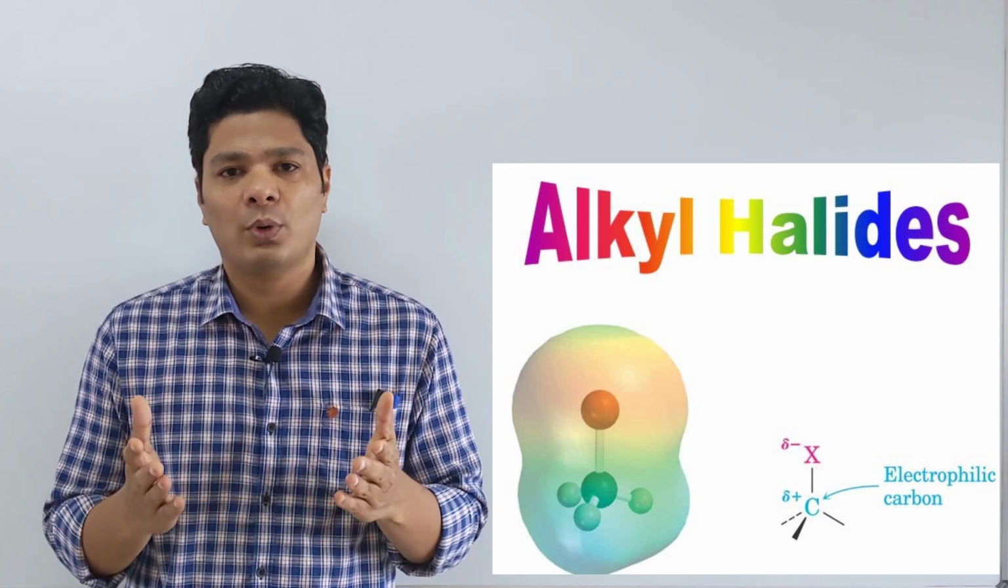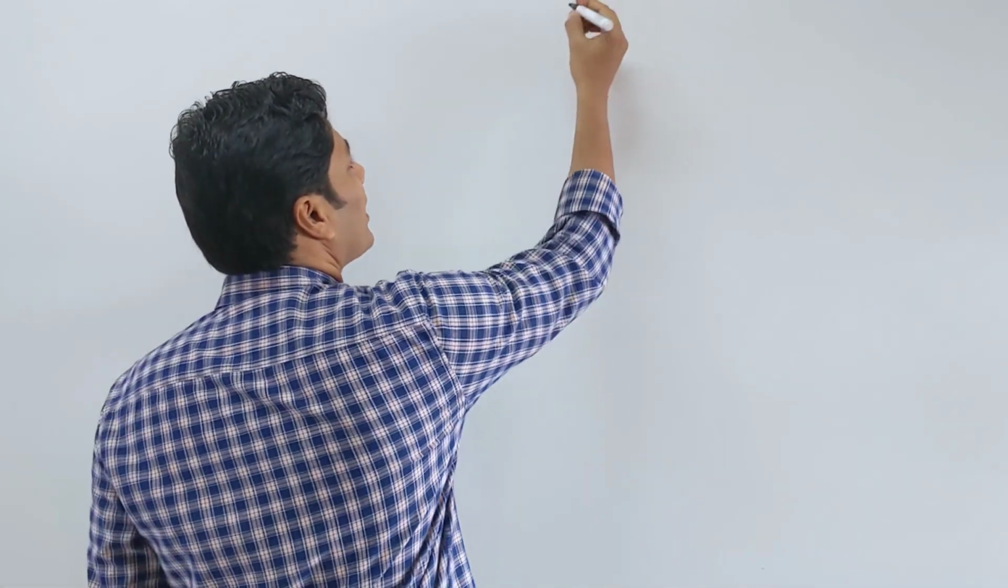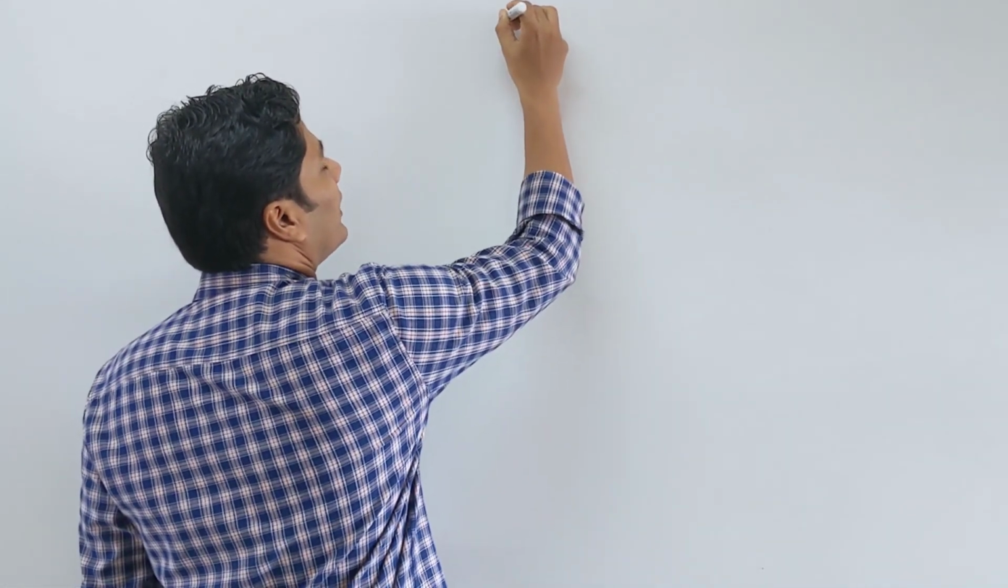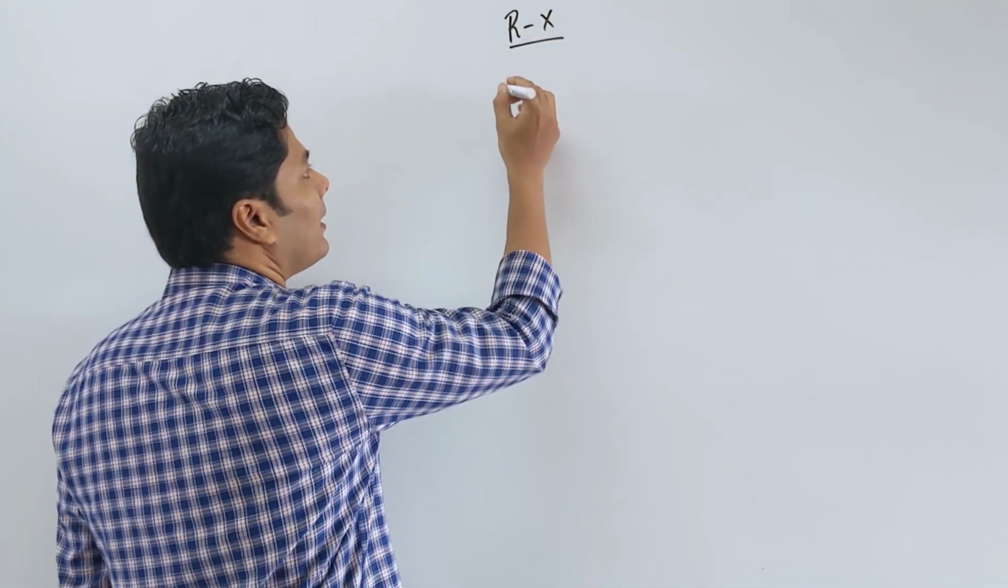You can classify them broadly. One is your haloalkane, the other one is haloarene, depending on whether the halogen is attached to a carbon which is part of the aromatic functional group. Now we can classify them broadly into, let me first write, this is the basic way of writing an alkyl halide, RX.